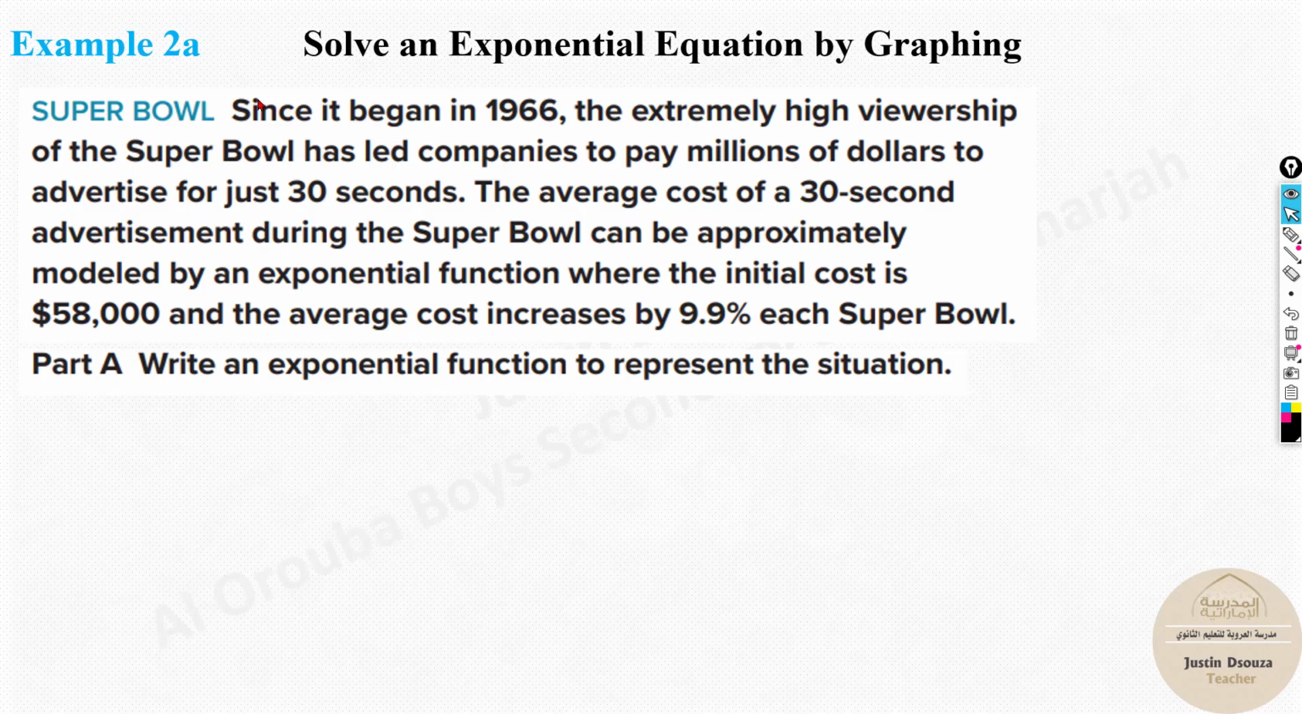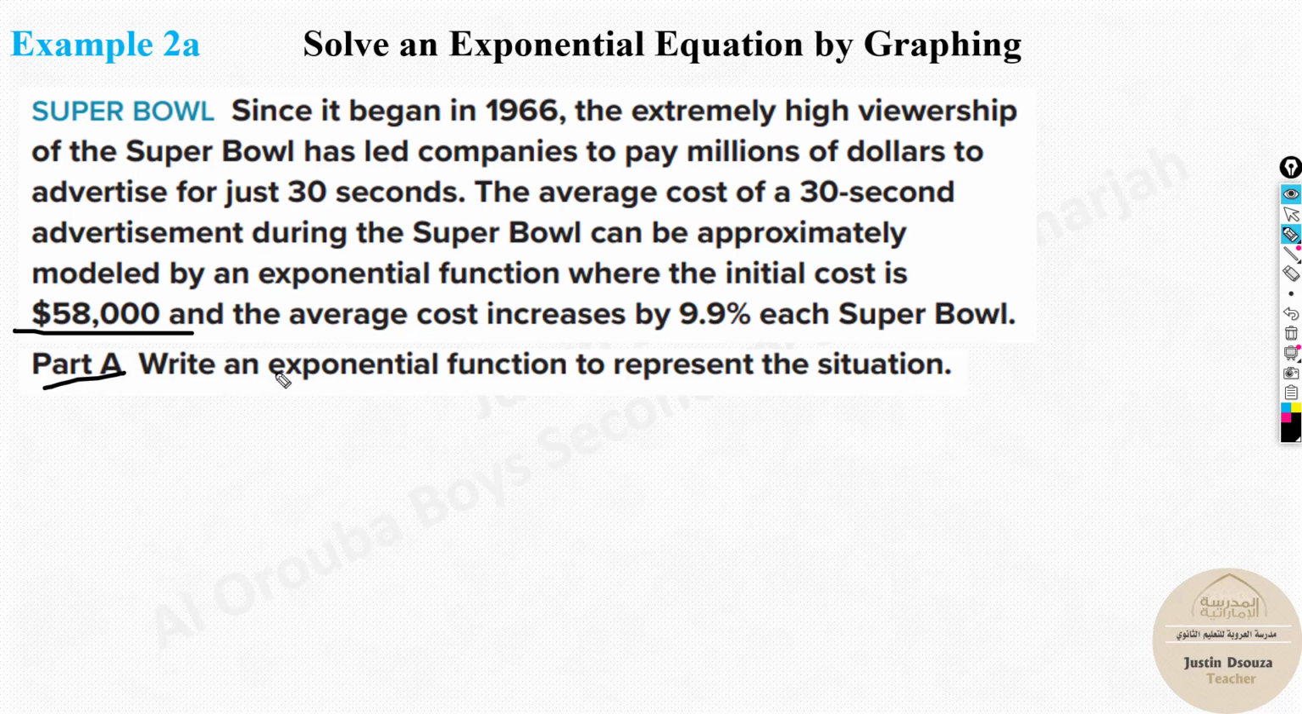They have told about the Super Bowl. It's a major event, especially in the US. Since the Super Bowl began in 1966, the extremely high viewership of the Super Bowl has led companies to pay millions of dollars to advertise just for 30 seconds. The average cost of a 30-second advertisement during the Super Bowl can be approximately modeled by an exponential function, where the initial cost is 58,000 and the average cost increases by 9.9%, huge increase, nearly 10% for each Super Bowl.